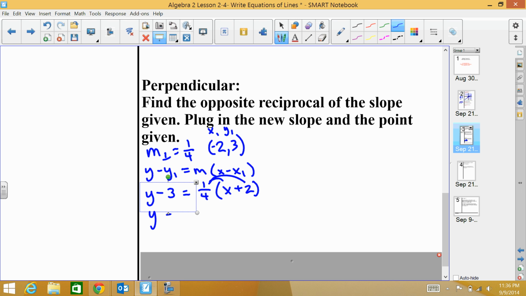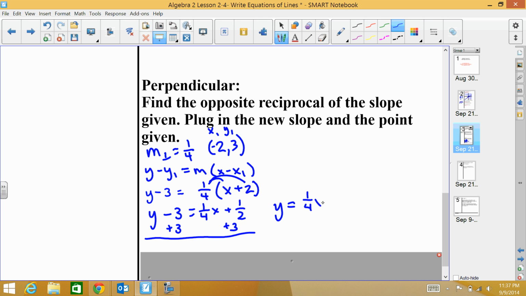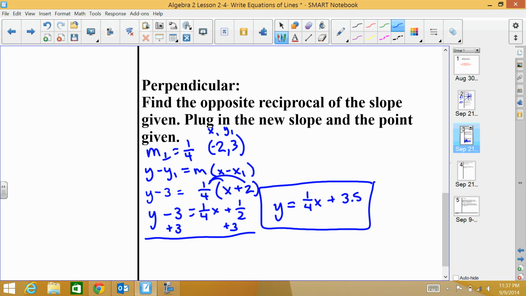So I end up with y minus 3 equals 1/4 x plus 1/2. Then I would have to add 3 to both sides. So I would end up with y equals 1/4 x plus either 3.5 or 7 halves. It stays the same. Either way, you end up with the same answer as before. So you choose which way is best for you.